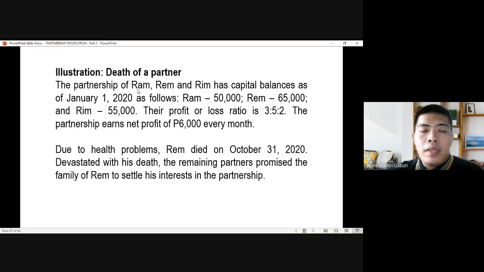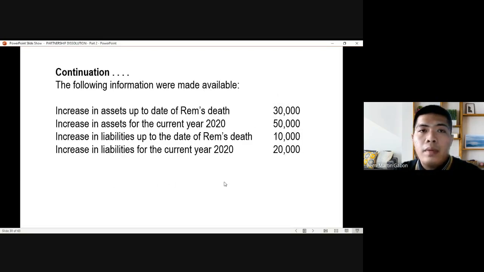So a partnership of RAM, REM, and RIM has 50,000, 65,000, and 55,000 capital balances, a 3 is to 5 is to 2 capital ratio, and the partnership earns net profit of 6,000 every month. Due to health problems, REM died on October 31, 2020. Devastated with his death, the remaining partners promised the family of REM to settle his interest in the partnership.